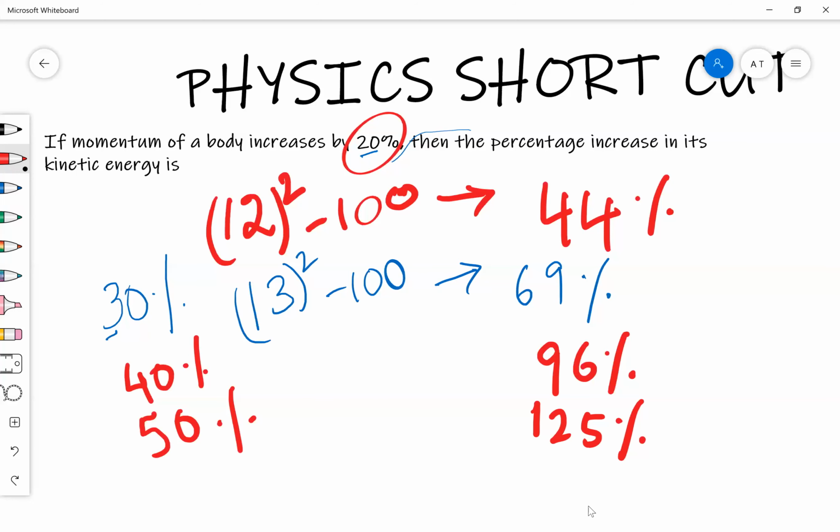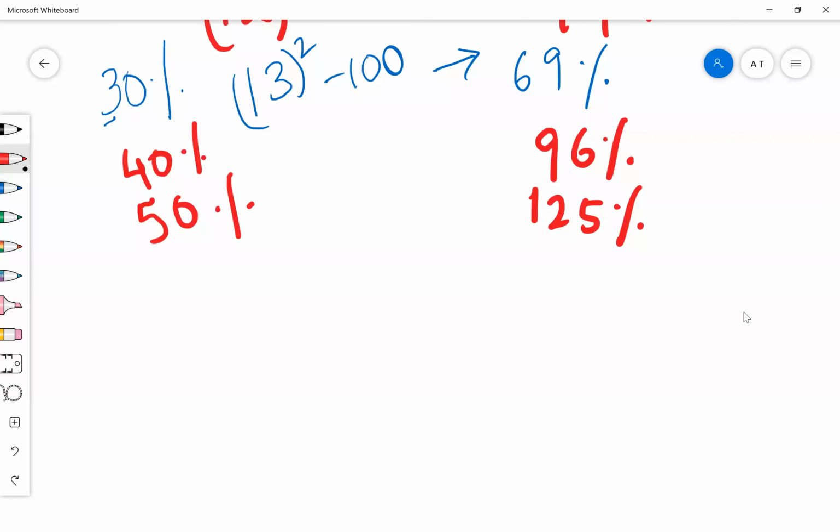So let us continue with 60%. If the momentum increases by 60%, what could be the percentage increment in the value of kinetic energy? So 60%. Before 6, keep 1. 16 squared is 256 minus 100 is 156.